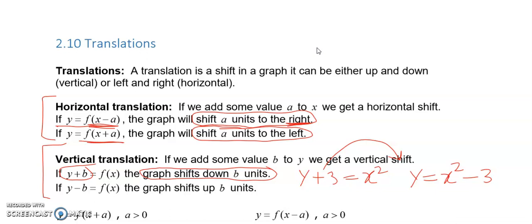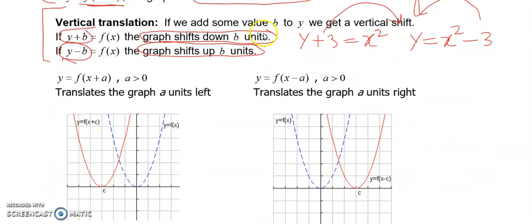You just have to remember that it's basically that minus 3 has been moved from the side with the y. And finally, if you replace y with y minus a number, you might think that should move it down, but no, it does not. It actually moves it up b units. All right, so we're going to look at some examples of this now.